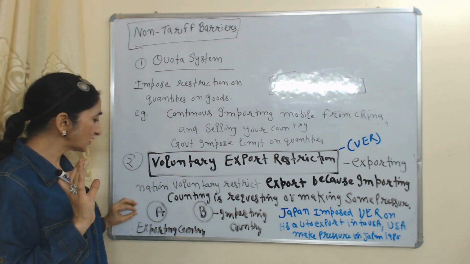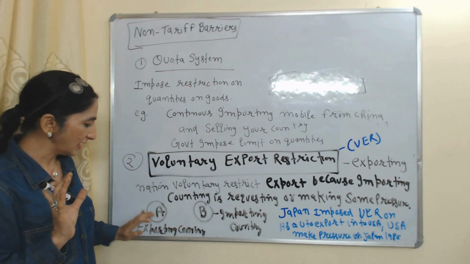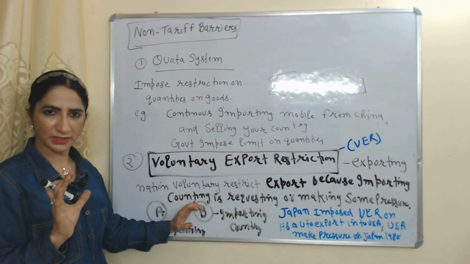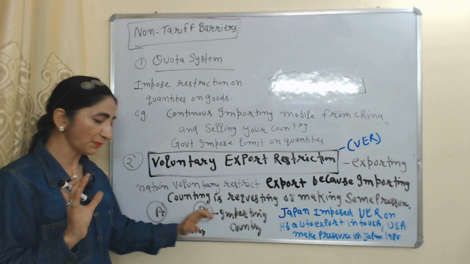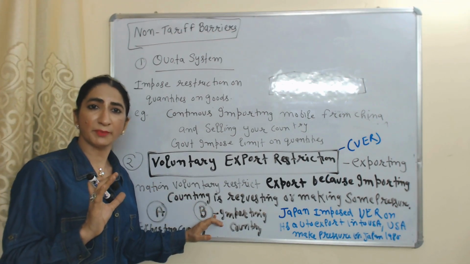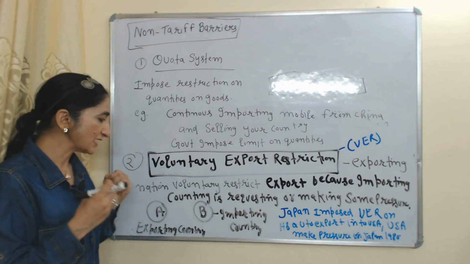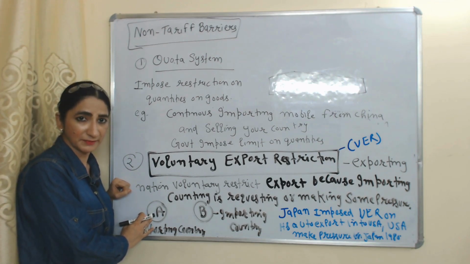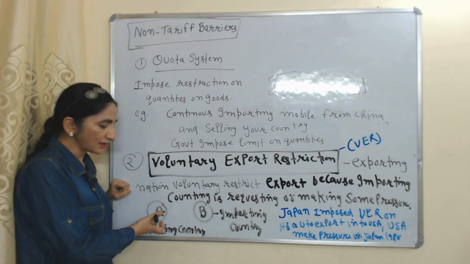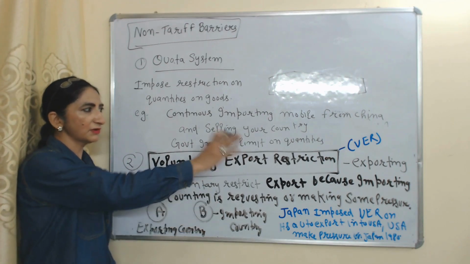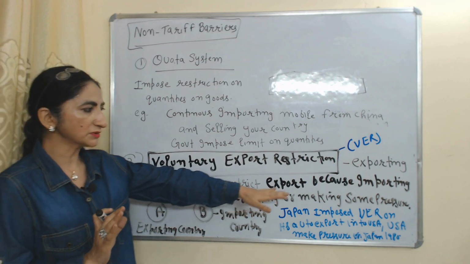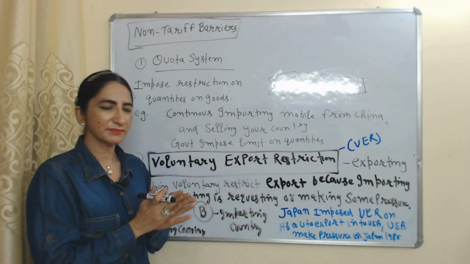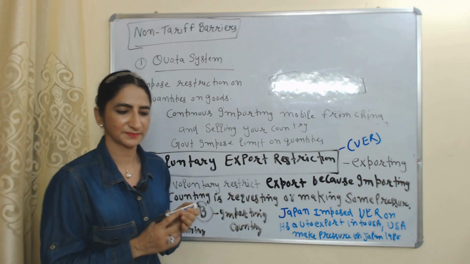For example, there are two countries, A and B. A is the exporting country, B is the importing country. It means A is exporting to B, and the export of A is import for B. As we know, imports are harmful for our nation. That's why country B requests country A, please reduce your export to our country. So at the request of B, A reduces its export to B, and it is called VER. Japan imposed VER on its auto export to the USA when the USA put pressure on Japan in 1980.